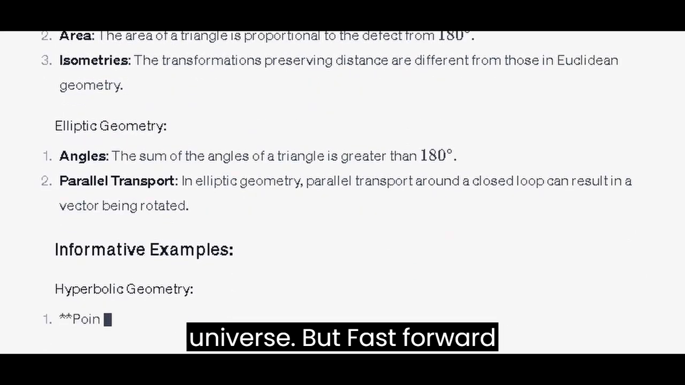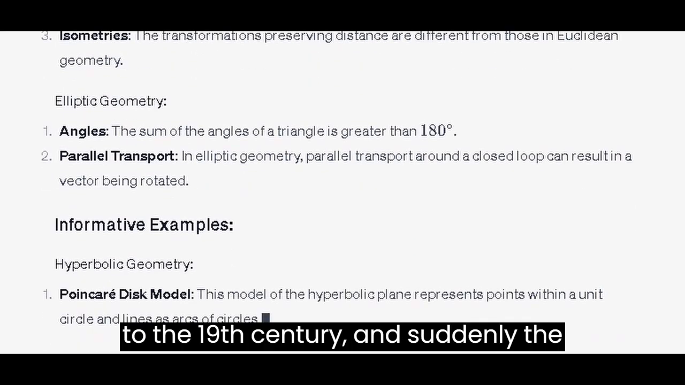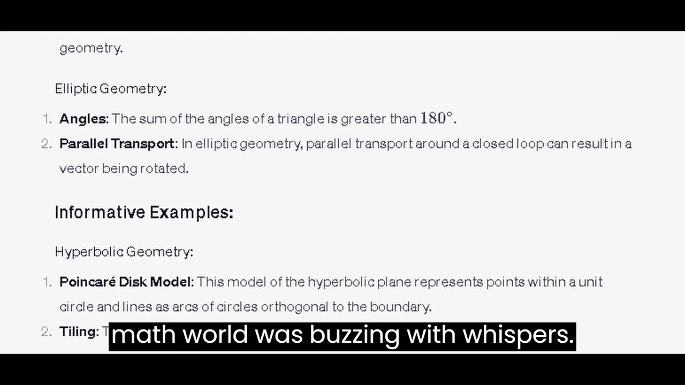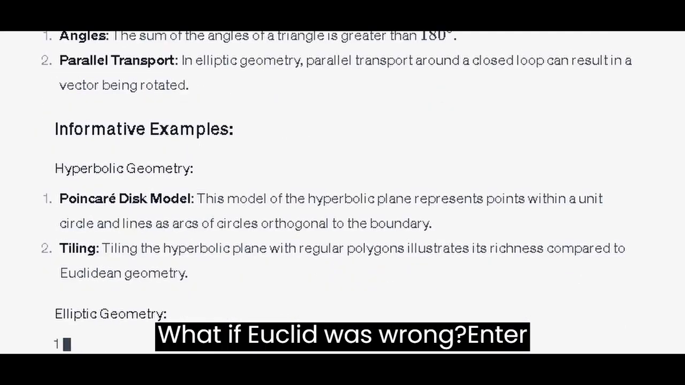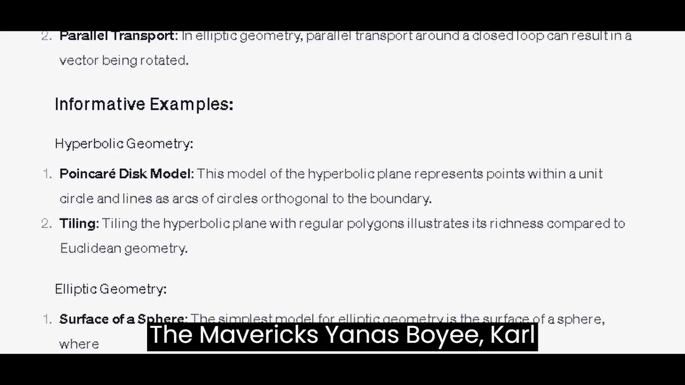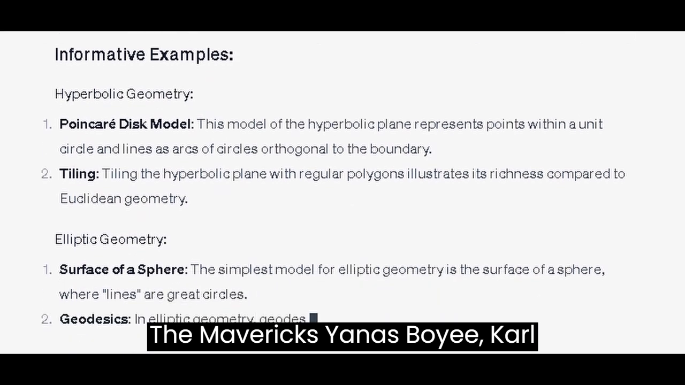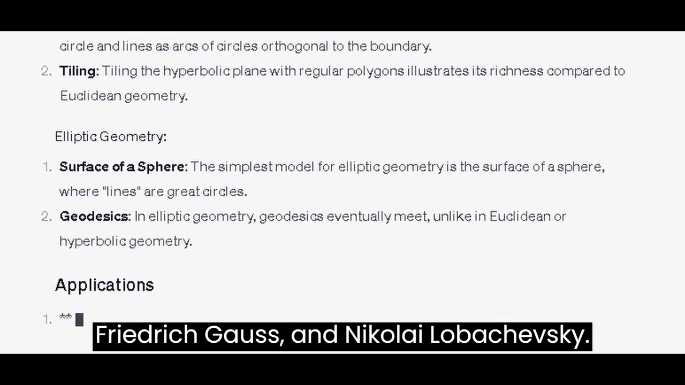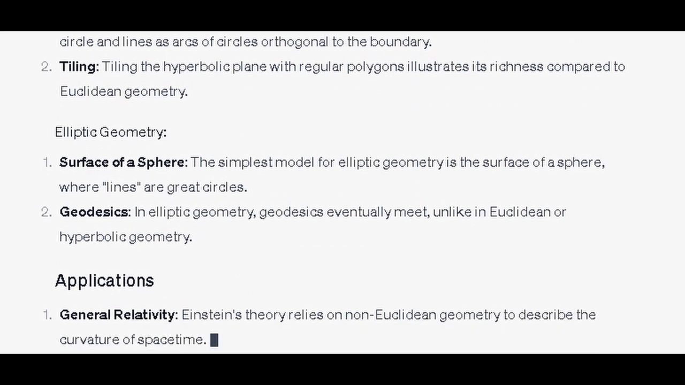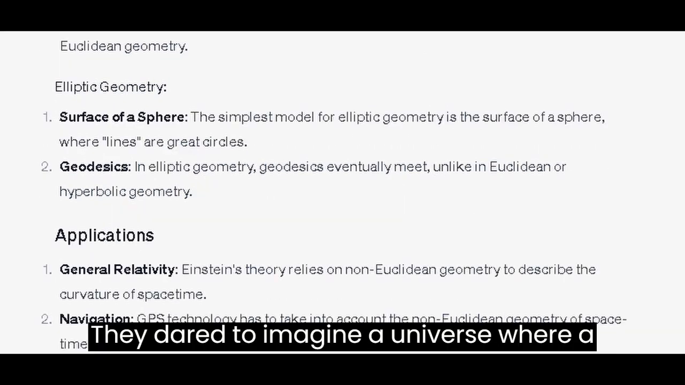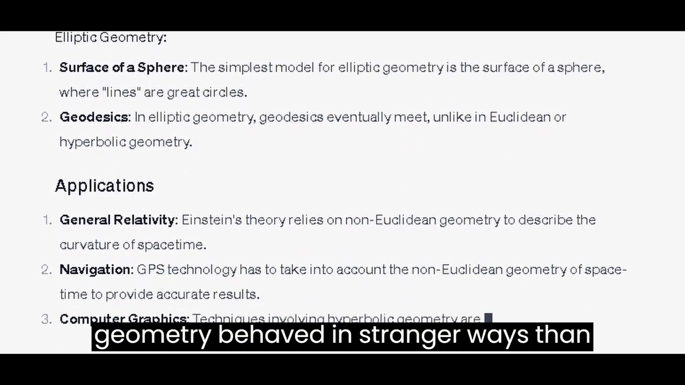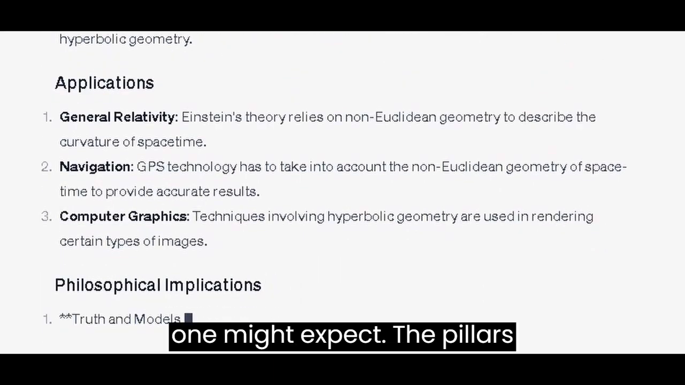But fast forward to the 19th century, and suddenly, the math world was buzzing with whispers: what if Euclid was wrong? Enter the mavericks, Janos Bolyai, Carl Friedrich Gauss, and Nikolai Lobachevsky. They dared to imagine a universe where geometry behaved in stranger ways than one might expect.